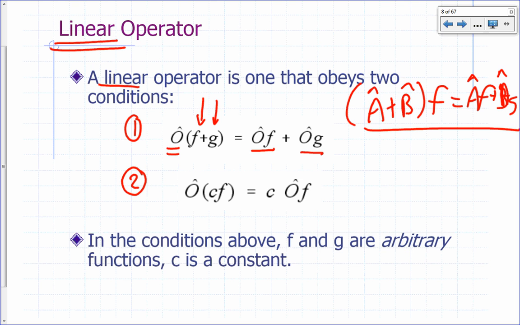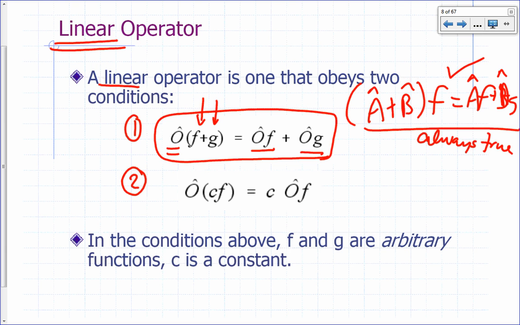That's different. This is the sum of two operators. This is the definition, and this one is always true. The sum of two operators will give you the sum of the results. But the other one is not always true.